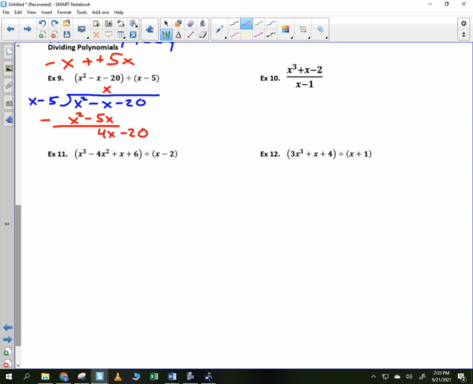And we start again. What do you multiply x by to get 4x? So I put the 4 above the 20 because it's a constant. I take that and I multiply back through. 4 times x is 4x. 4 times 5 is 20. When you subtract those, what are you going to get? 0. So your answer is x plus 4.